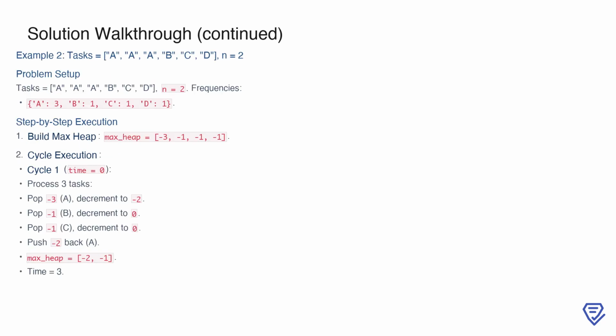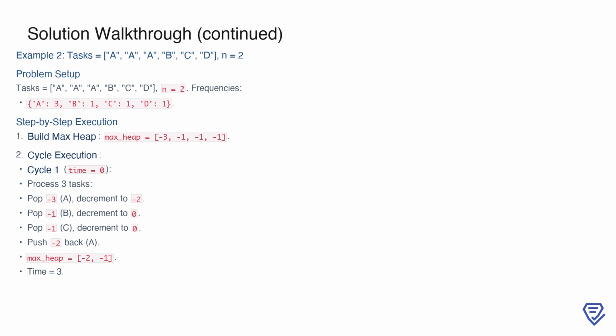In this example, we have tasks A, A, A, B, C, D, with n equals 2. The task frequencies are A:3, B:1, C:1, D:1. To begin, we build a max heap from these frequencies, resulting in max_heap equals [-3, -1, -1, -1]. Starting with cycle 1 at time equals 0, we process up to 3 tasks.